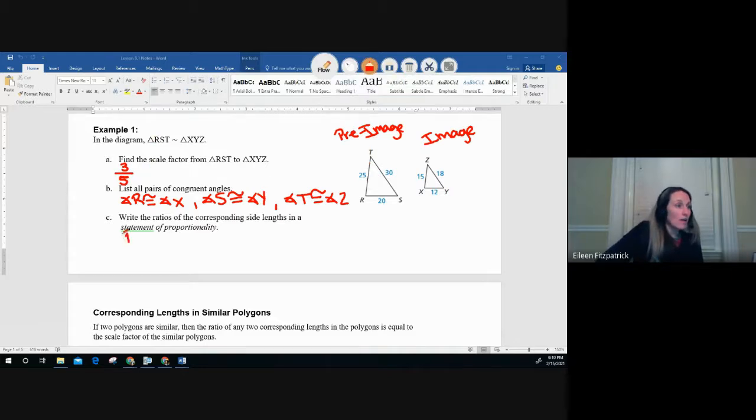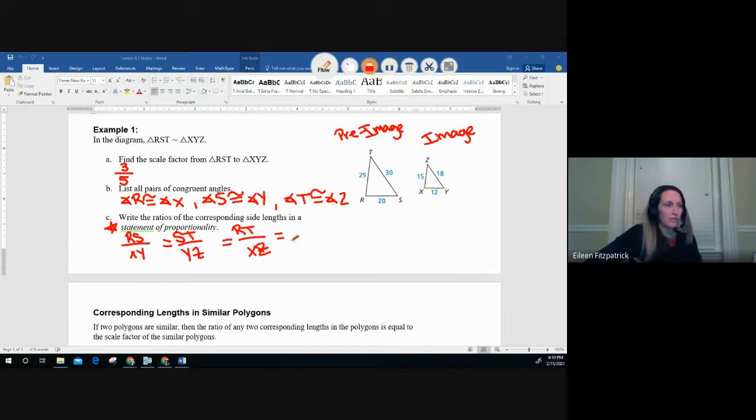So side RS corresponds to side XY, and side ST corresponds to side YZ, and side RT corresponds to side XZ. And set them equal to each other. This is what we call a statement of proportionality. It's a big extended proportion comparing all the corresponding sides. Remember, they're going to simplify down to the scale factor, or in this case, the reciprocal of the scale factor. They would simplify down to 5 over 3 if I was to fill in the numbers. But that's not what this part of the question is asking you to do.